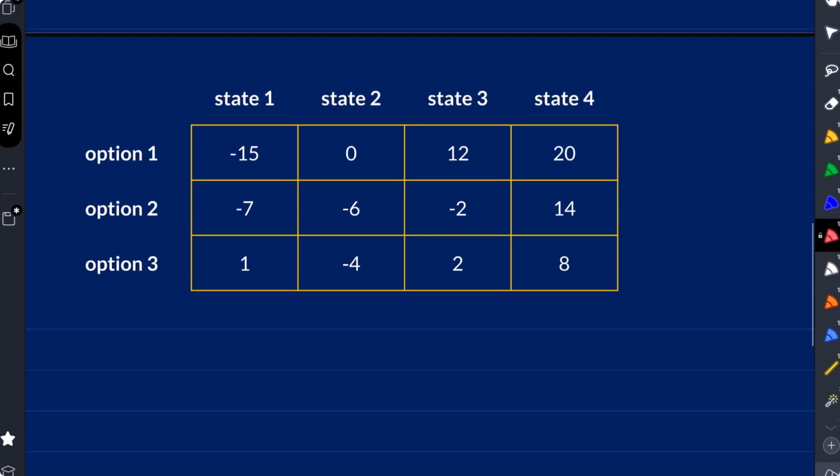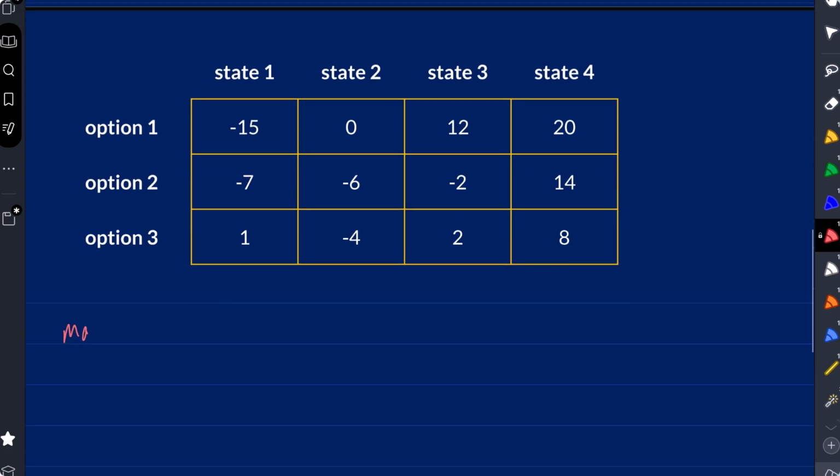So just to remind ourselves, if we're following the maxi-min rule, we identify the lowest value outcome for each option. So -15, -7, and -4. And then of those minimums, we pick the option that's associated with the highest of them. So the highest is going to be this -4. So following the maxi-min rule, we would choose option 3.